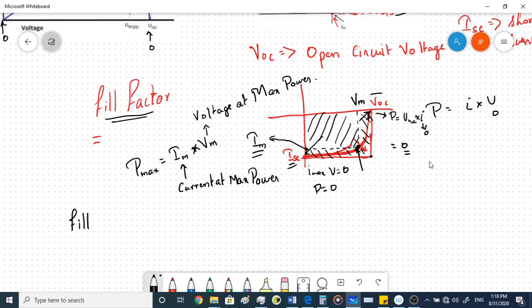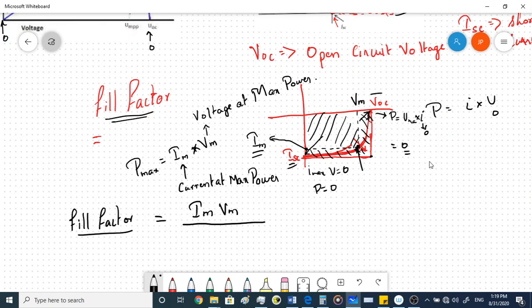So fill factor is given by, now the practical power will be what? It will be the product of Im and Vm, which is the current at maximum power and voltage at maximum power. So Im Vm divided by what is the ideal power, which is this bigger square, right? The area of the bigger square is the ideal power.